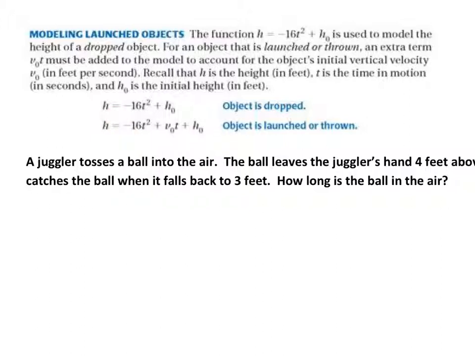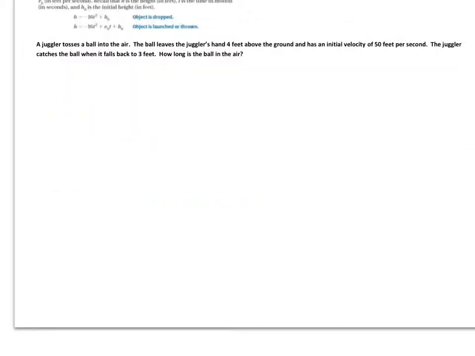Let's read our problem and see which one we're going to need. Alright. It says a juggler tosses a ball into the air. The ball leaves the juggler's hand 4 feet above the ground. We're probably going to need that. And it has initial velocity of 50 feet per second. We're probably going to need that. The juggler catches the ball when it falls back to 3 feet. How long is the ball in the air? Okay, so it had an initial velocity, so we definitely need to use the second equation.